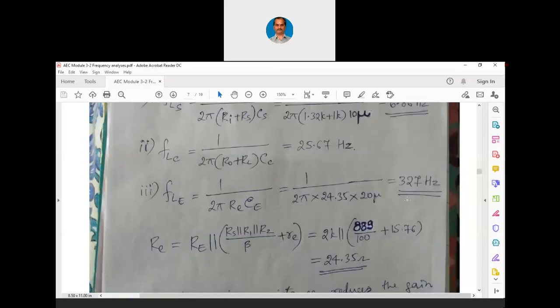How? In yesterday's discussion, we had 80 Hz. Now we have 327 Hz. That means the lower cutoff frequency's value got increased. Naturally, bandwidth got reduced. You already remember that bandwidth is nothing but FH minus FL. Now the value of FL is increased when the source resistance was considered. That means bandwidth got reduced now.